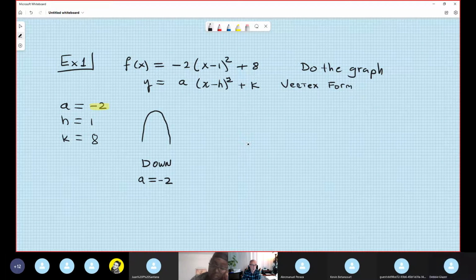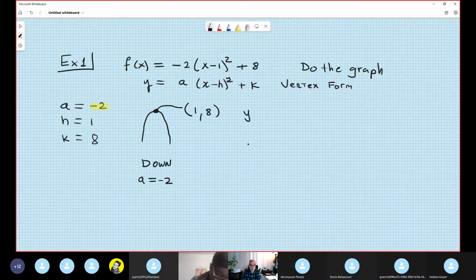Ah, by the way, that point is the vertex. And the vertex is located at the point H comma K, 1 comma 8. Correct? Yes. So, super. A determines if the parabola is positive or negative. A controls the direction the parabola opens. If A is negative, down; if A is positive, up. Okay? What more information?